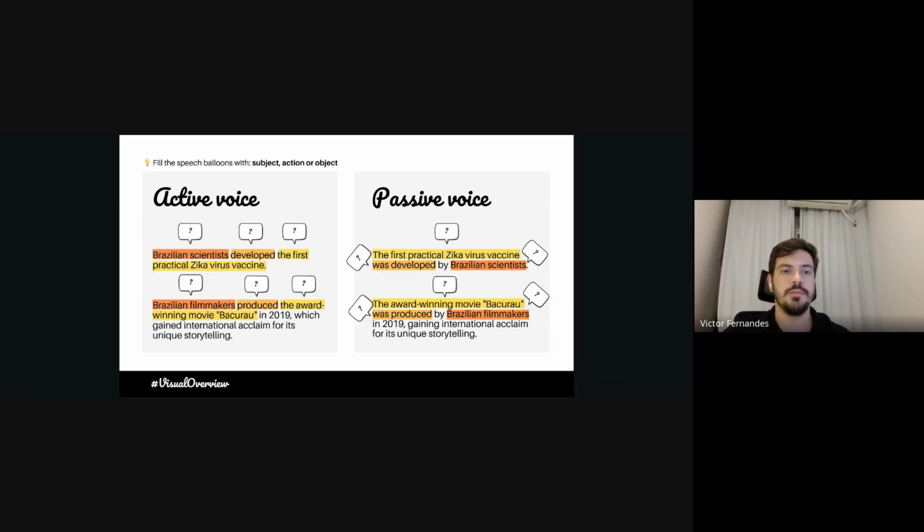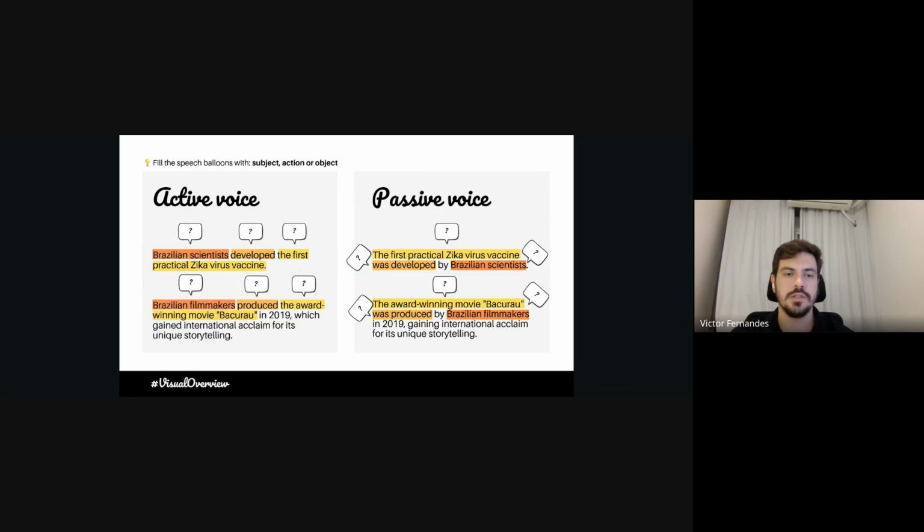So comparing the two of them, on one side we have the active voice, and on the other the passive voice. In the active voice, we have: Brazilian scientists developed the first practical Zika virus vaccine. Brazilian filmmakers produced the award-winning Bacurau in 2019, which gained international acclaim for its unique storytelling. Now passing the first one to the passive voice, we have: the first practical Zika virus vaccine was developed by Brazilian scientists. So we're switching the verb tense a little bit.